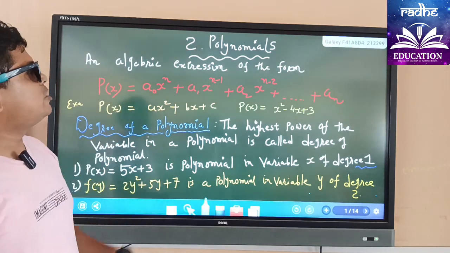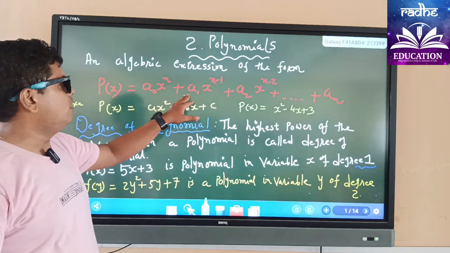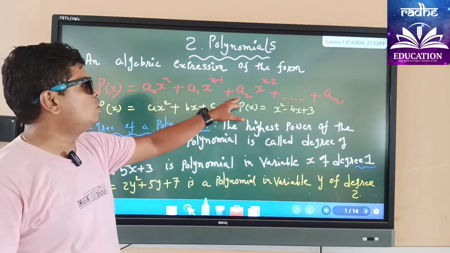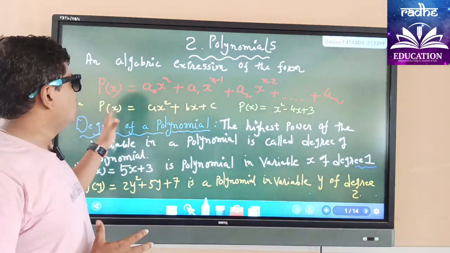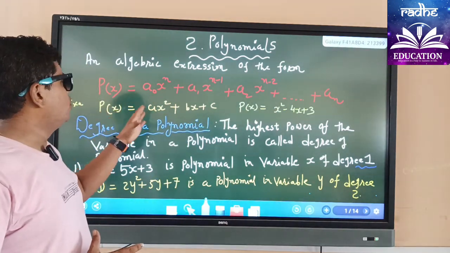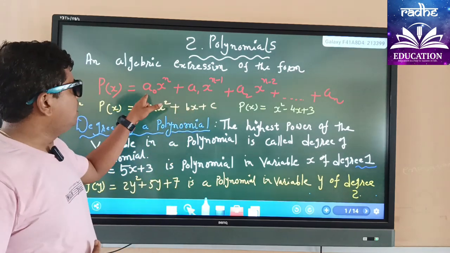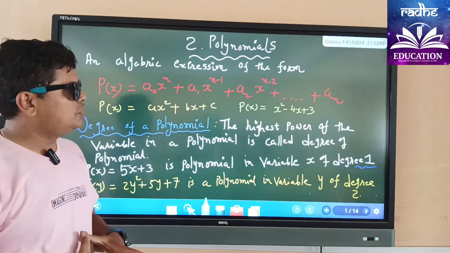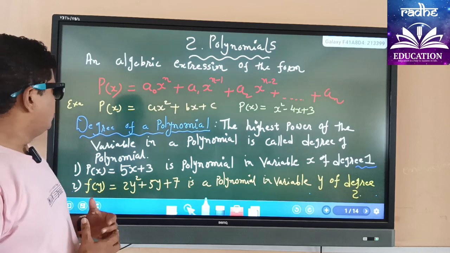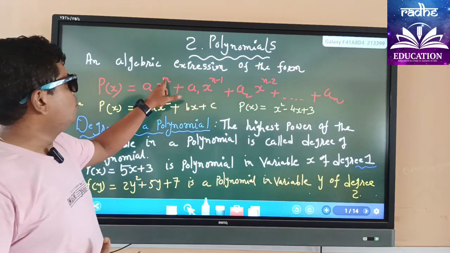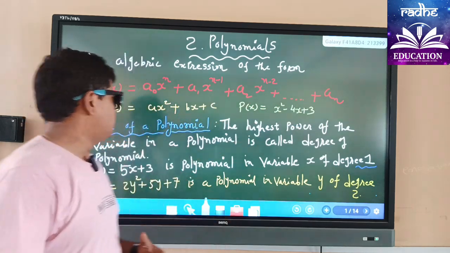An algebraic expression of a polynomial is p(x) = a0 x^n + a1 x^(n-1) + a2 x^(n-2) + ... + an. Here one example is p(x) = ax² + bx + c. This is an example of a quadratic polynomial. Here a0, a1, a2 are called coefficients, and n, n-1 are the degrees of the terms. You can see the degree is continuously decreasing. At last we will get the constant term.